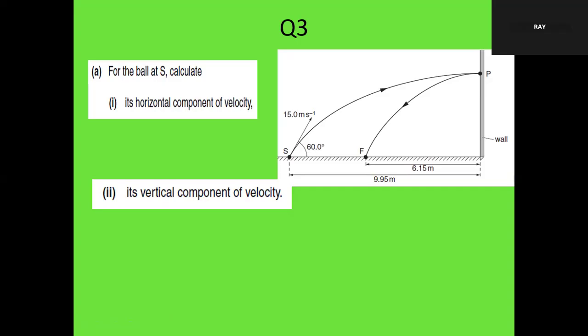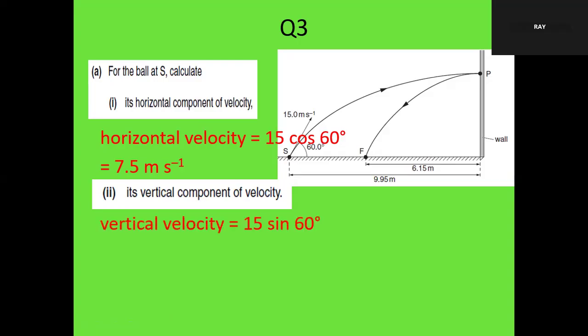Horizontal component: 15 cos 60. Okay, good. Calculate it out. Two or three significant figures is good enough. Vertical component of velocity: 15 sin 60. That's all. You can put 13.0 also.